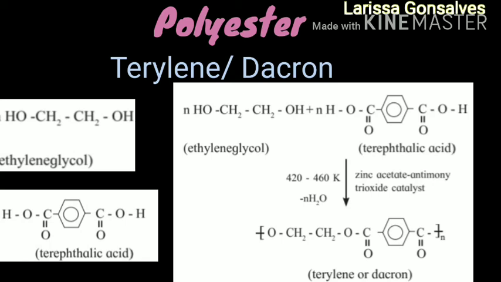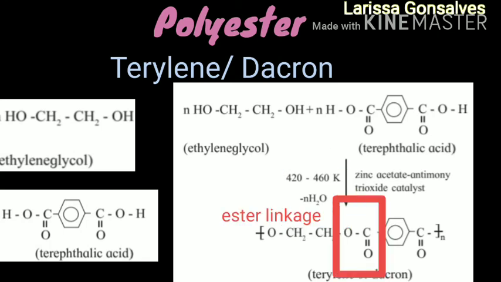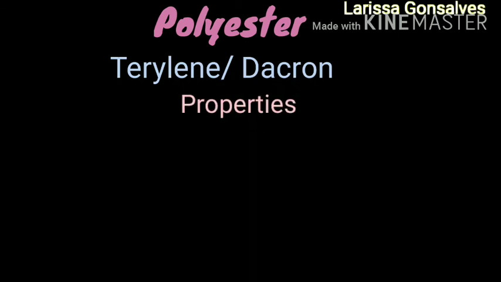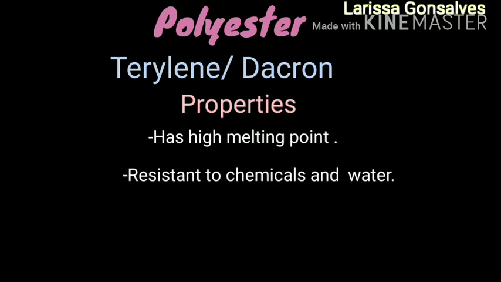Hence, we are carrying out the condensation polymerization at a temperature range of 420 to 460 Kelvin and using a catalyst, zinc acetate antimony trioxide. The properties of terylene are as follows. It has a high melting point of 265 degrees Celsius.